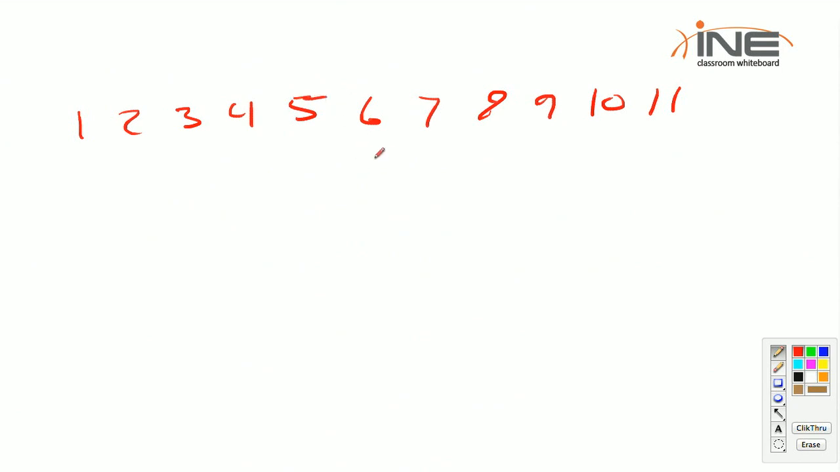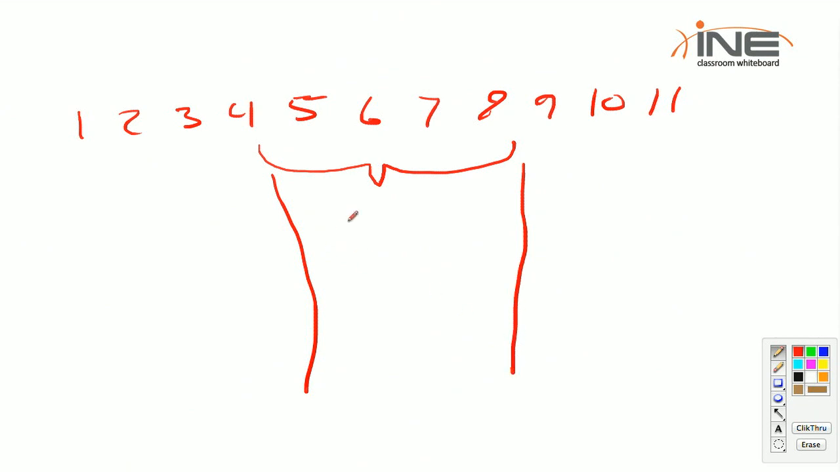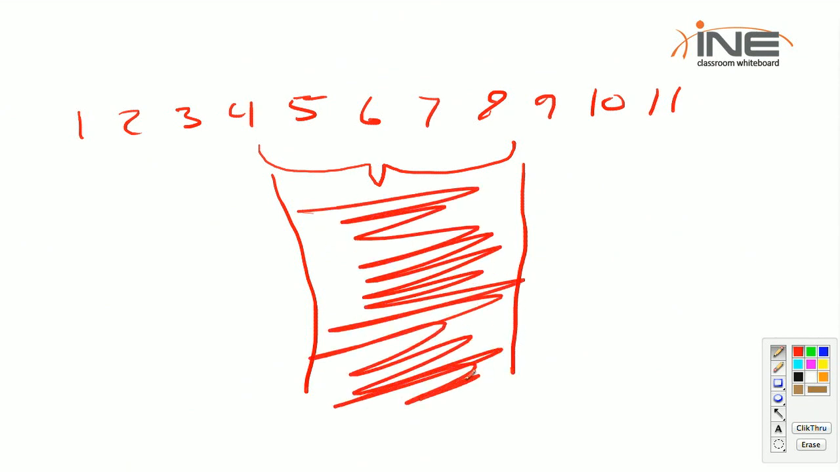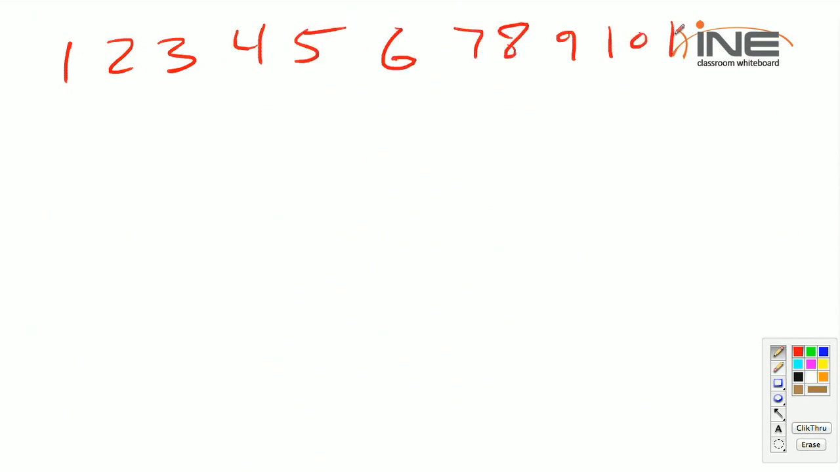With direct sequence spread spectrum, with 6 being our center channel, we were kind of using this whole thing as one big solid pipe. And we were sending all of our data through that wide bandwidth pipe. If we were to take a look again, 1, 2, 3, 4, 5, 6, 7, 8, 9, 10, 11.